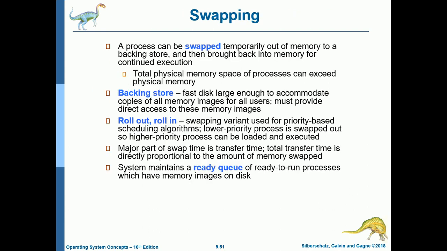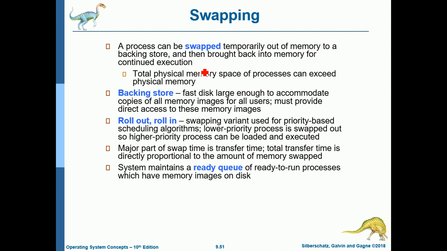Okay, next we have swapping. A process can be swapped temporarily out of memory to a backing store and then brought back into memory for continued execution. The backing store here is, for example, a hard drive. The total physical memory space of processes can exceed physical memory. That's why swapping is needed, because sometimes the physical memory space needed by the processes is bigger than the physical memory itself. The backing store, as I've said, can be a hard drive. It's a fast disk large enough to accommodate copies of all memory images for all users, and it must provide direct access to these memory images.